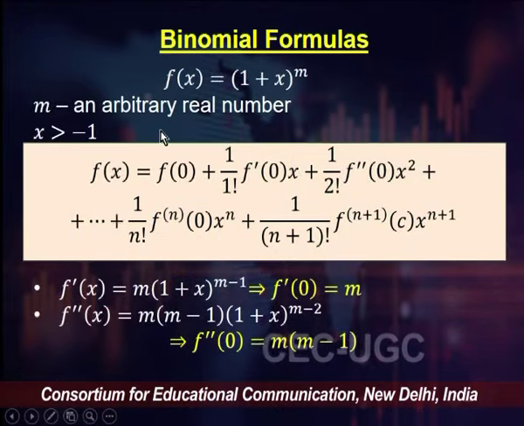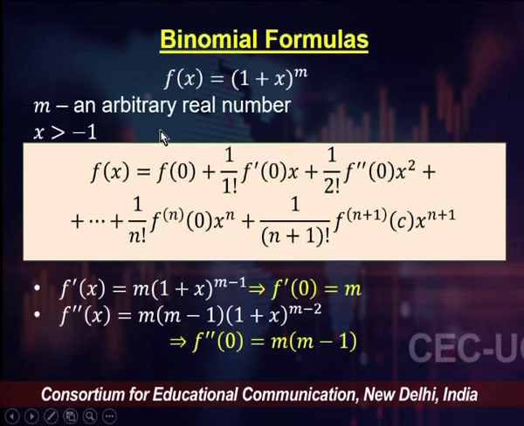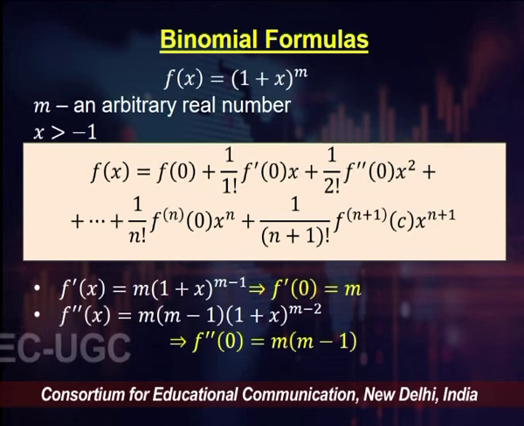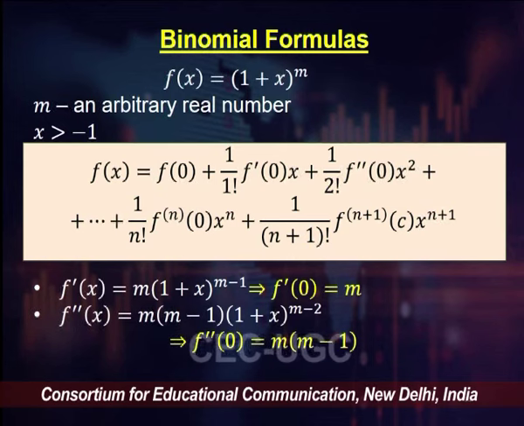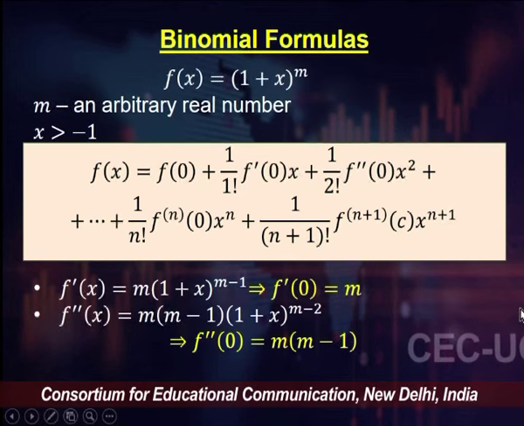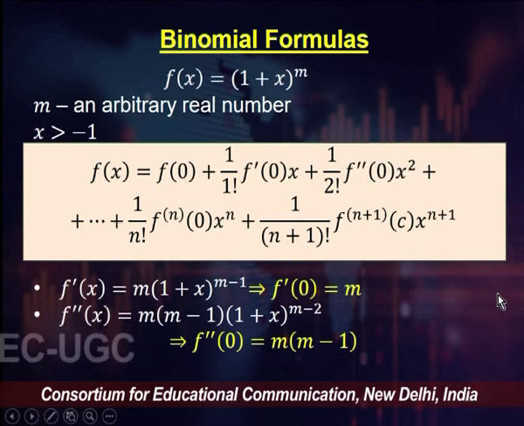So let's get started. Let's suppose our function is given by f of x equal to 1 plus x to the power m. And here m is any arbitrary real number. This is a crucial assumption because this is something we're going to drop at one point to see what result we get, or we'll make it more restrictive. But for now, m is any arbitrary real number.